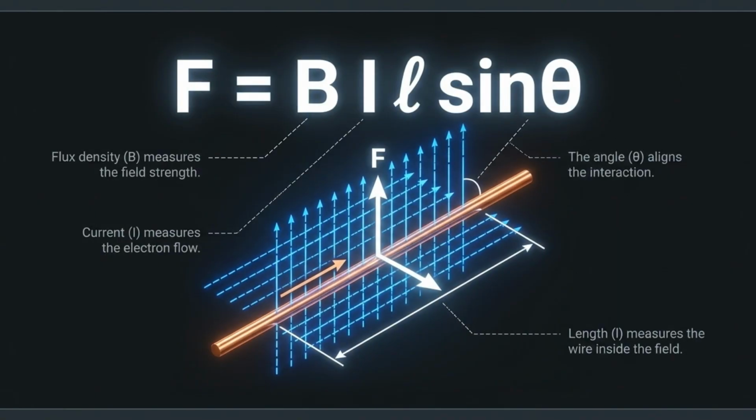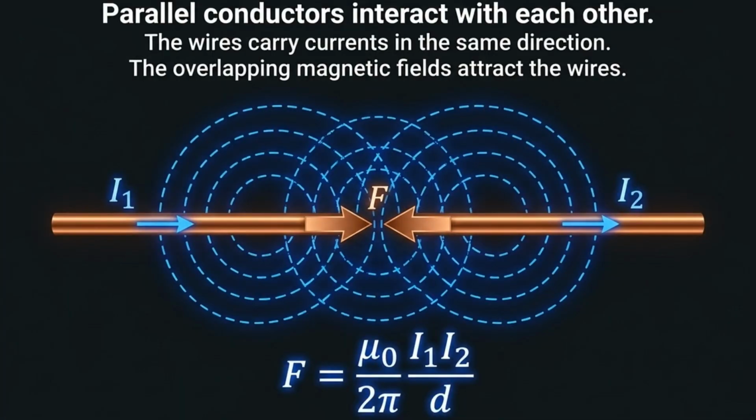The force F on a current-carrying wire in a magnetic field is given by F equals BIL sine theta. Here, B is the flux density, I is the current, and L is the length of the wire in the field. Parallel conductors interact magnetically. If currents flow in the same direction, the overlapping magnetic fields attract the wires, described by the force formula shown.